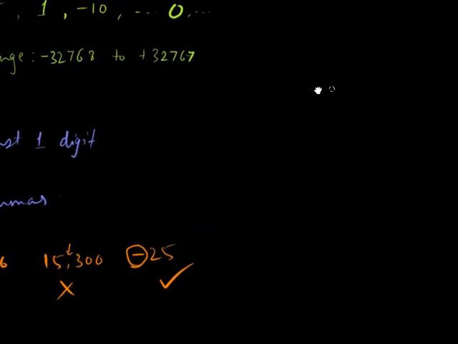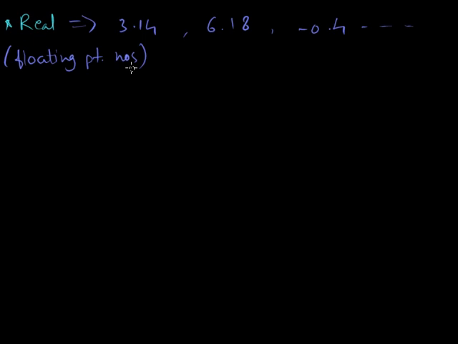Now let's move on to another type of constant, which is a real constant. Real numbers, you know, in maths. So let us look at some examples of real. Real can be 3.14, 6.18, minus 0.4, and so on. Real numbers means numbers with decimal points. In C, we also call this floating point numbers. Like decimals, reals can be positive or negative, just like integers.